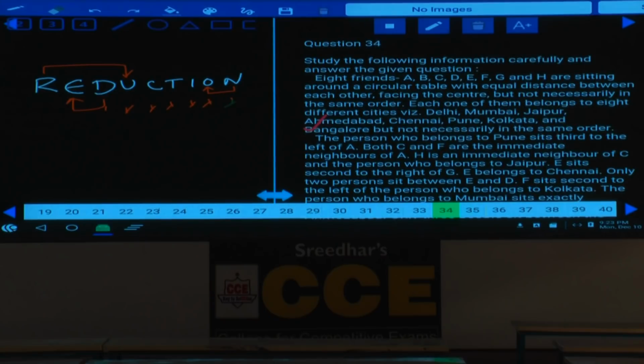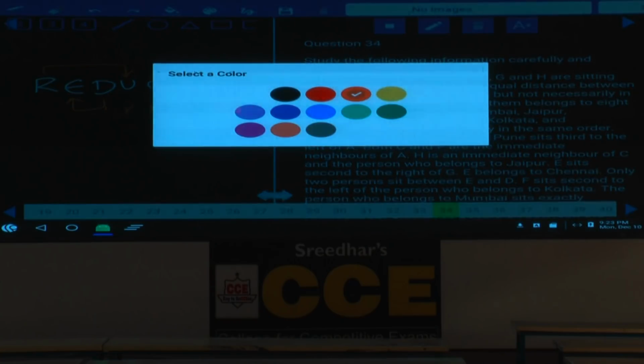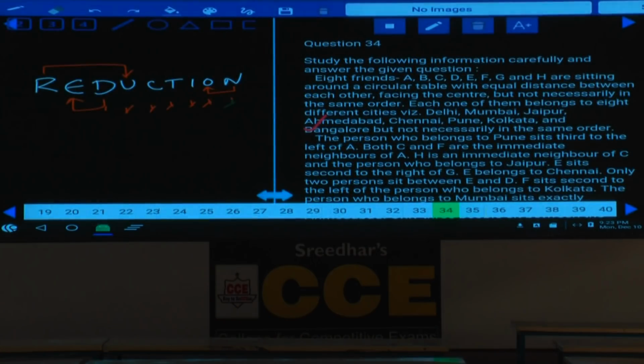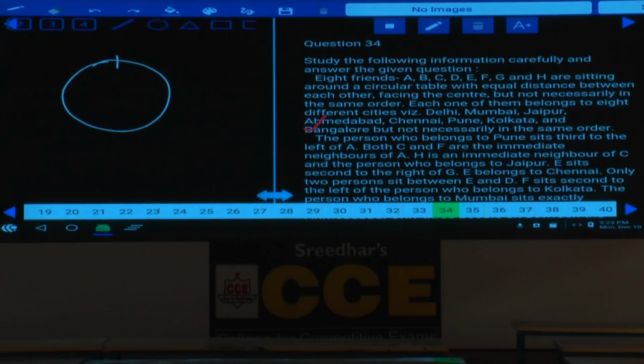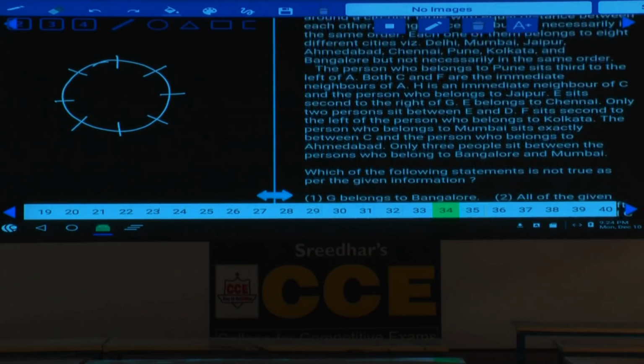And this is about question number 33, then 34 onwards, 34 to 38. Now in question numbers 34 to 38, what is the information here? 8 friends. Who are those 8 friends? A, B, C, D, E, F, G and H are there, and these persons are seated around a circular table. Let us take this circular table, 8 persons, 1, 2, 3, 4, 5, 6, 7, 8, seated around a circular table with equal distance between each other facing the center but not necessarily in the same order. Each one of them belongs to a different city.